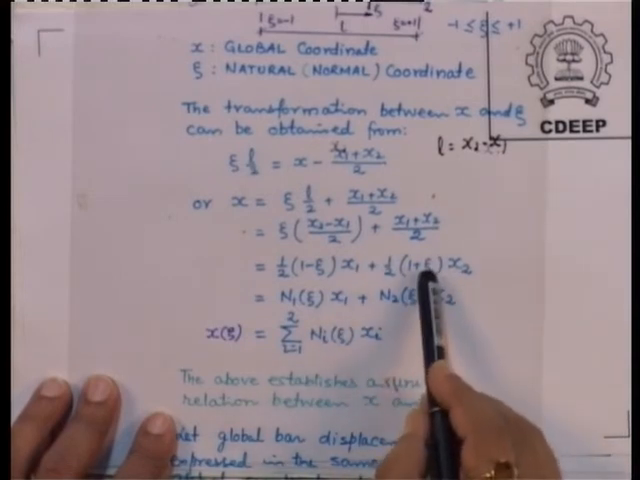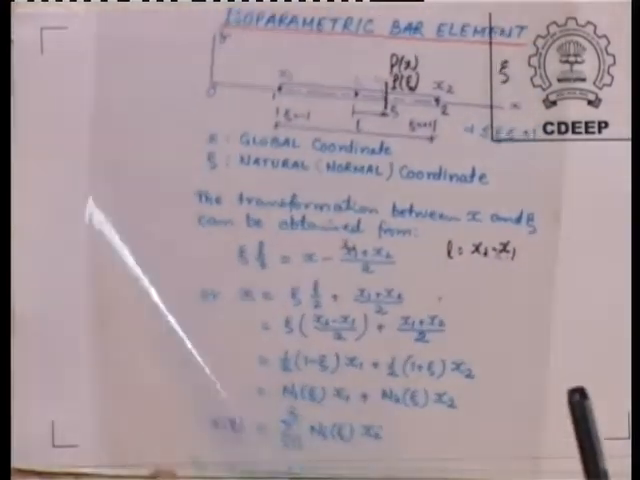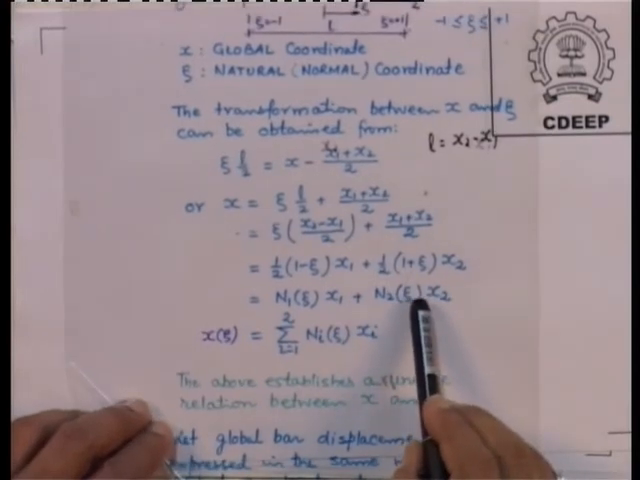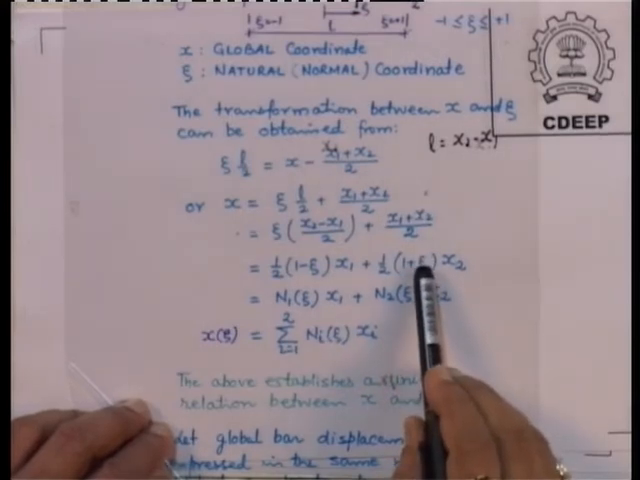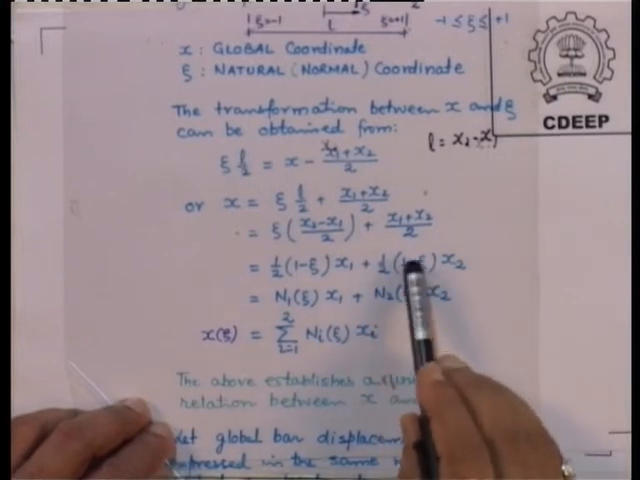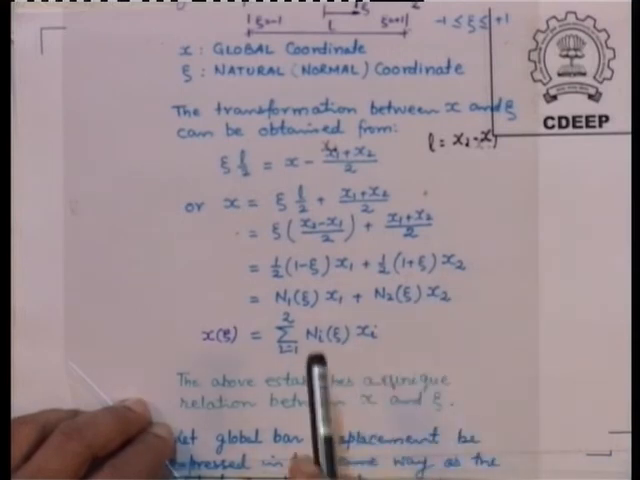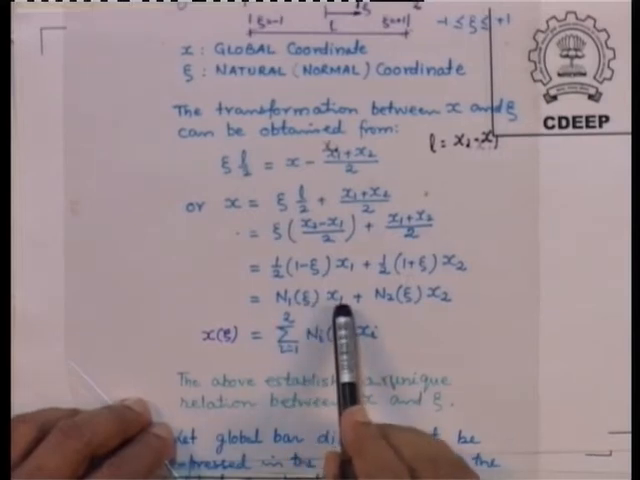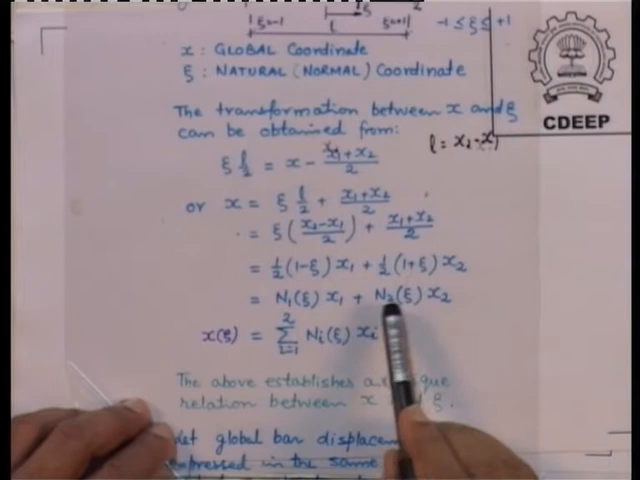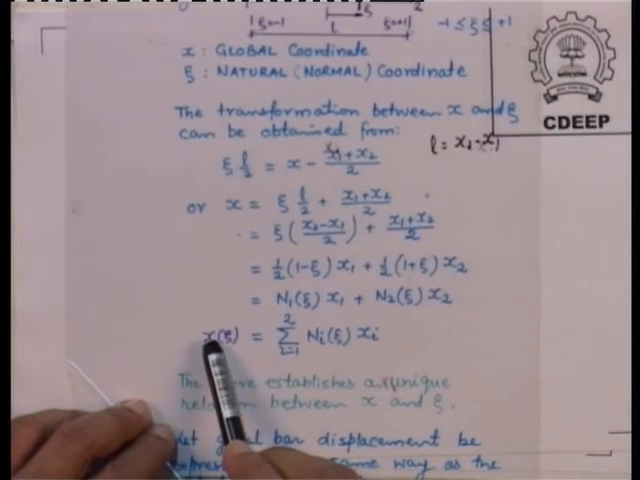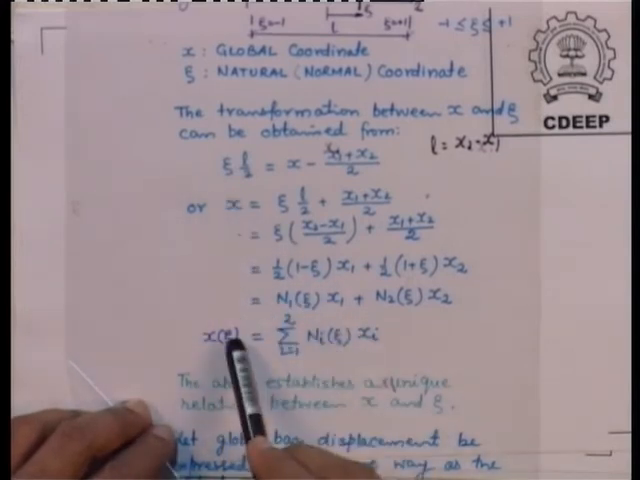Similarly, the behavior of this coefficient is similar to n2. At psi equal to -1, this is 0. When you are at node number 2, it is equal to 1, because 1 plus 1 divided by 2 is 1. So this is like the shape function for node number 2. So it is n2, and very interestingly now x is represented as n1 psi into the coordinate x1, plus n2 psi into x2. So this is a new representation.